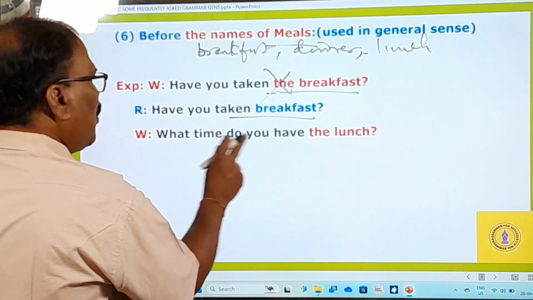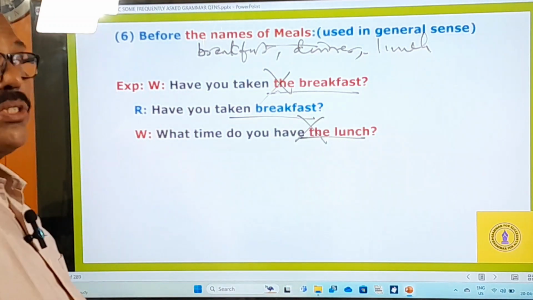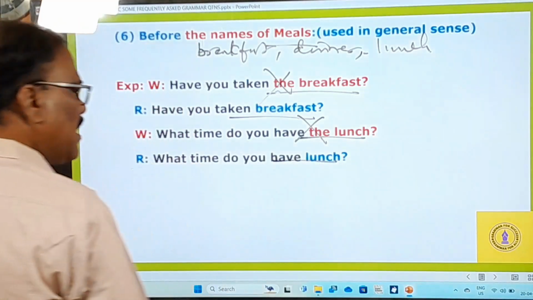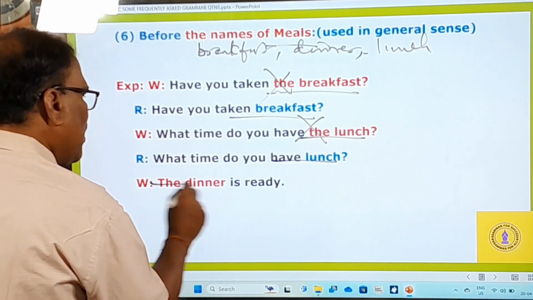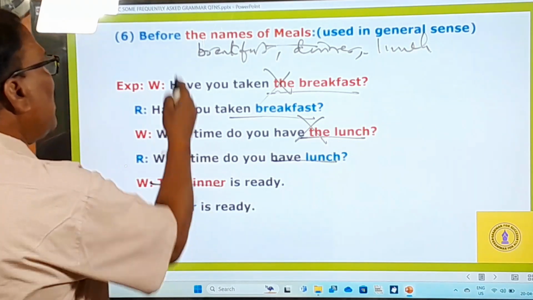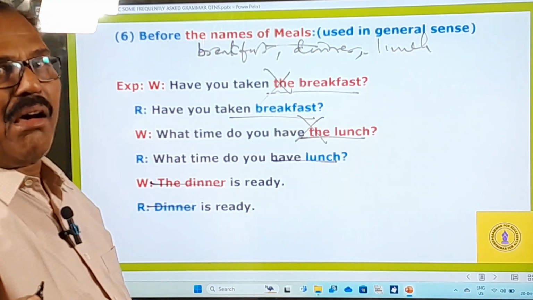Okay. What time do you have the lunch? Don't say what time do you have the lunch. We have to simply say what time do you have lunch? That itself is enough. And here, the dinner is ready. You cannot say the dinner is ready. What should you say? Dinner is ready. In this way, before the names of meals, we should not use any article.